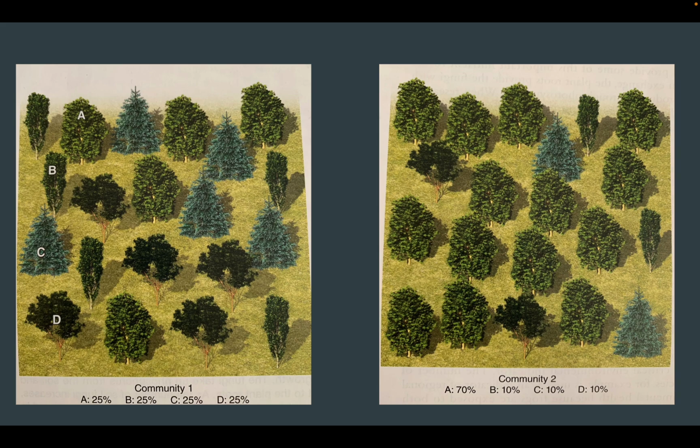So if there was a change in the environment that affected species A, community 1 would be much better suited to adapt to that change, whereas community 2 would experience a lot more change and many species would probably struggle to survive with that loss, because that one loss, like if we lose species A, is going to have a larger impact on that ecosystem. So remember, more diversity is better for a species, and it's better for an ecosystem. Genetic diversity, species diversity, habitat diversity, and ecosystem diversity are all going to contribute to having a higher survivability.